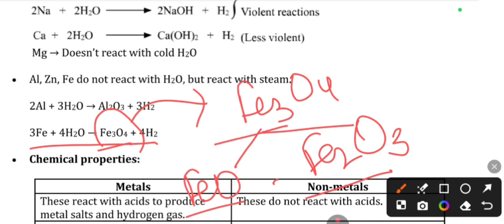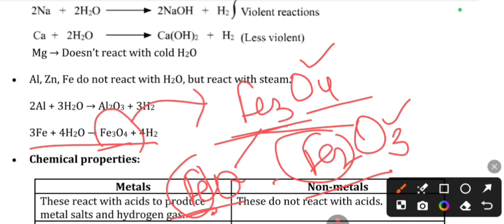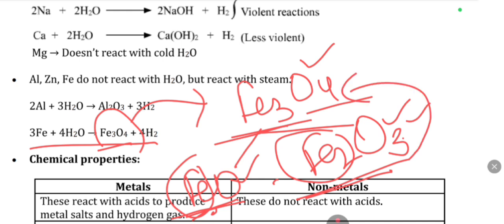You can see here Fe3, how many iron is there? 3. So 3 oxygen there. How many oxygen total? 4. Okay, 3 iron: 1 Fe there and 2 Fe there. 4 oxygen: 1 oxygen there and 3 oxygen there. So if you add these two compounds, FeO and Fe2O3, it will give Fe3O4.